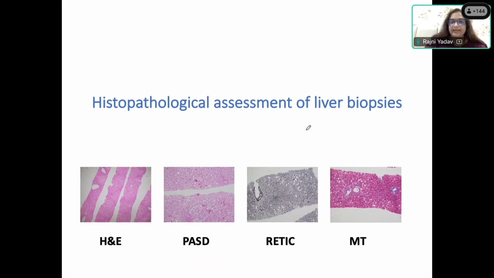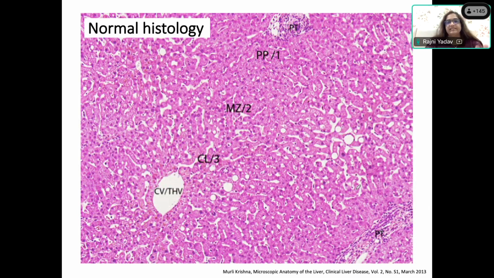So if we go to the microscopy, the histopathological assessment of liver biopsies for non-neoplastic diseases. At our center, we do 4 stains. By default, on every non-neoplastic case, we do H&E, then PAS with diastase, a reticulin stain, and a Masson's trichrome stain. I'll show you the advantages of these stains.